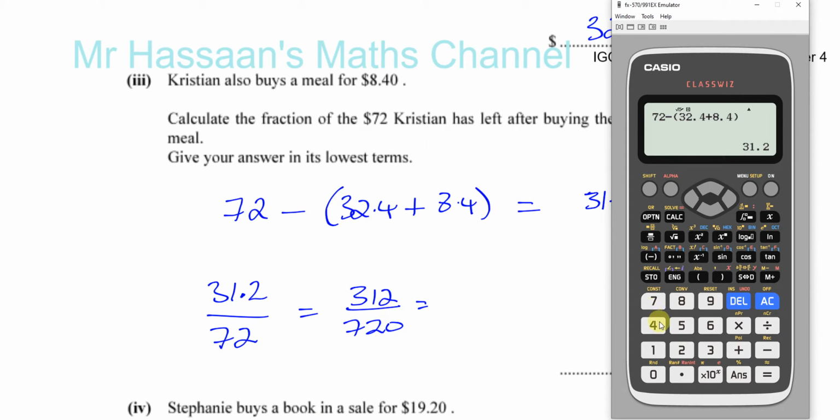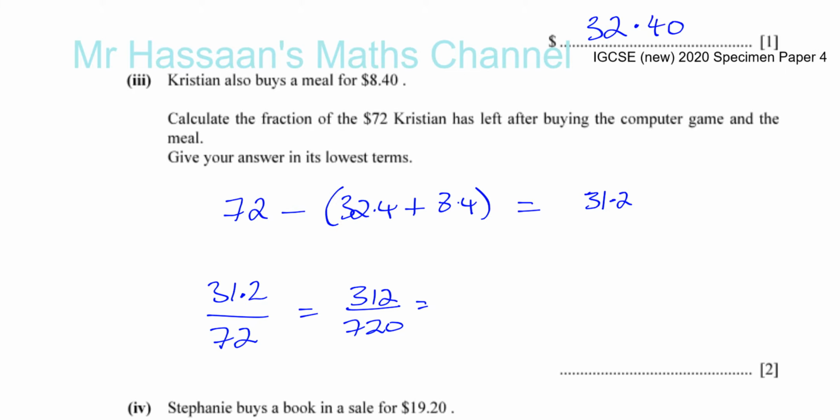I'm just going to stick it in the calculator. 312 over 720. And that gives us 13 over 30. 13 over 30. That's now in its simplest form. Okay, so that's what he's got left after spending this much money as a fraction of what he had in the beginning, which was 72, and in its simplest form.